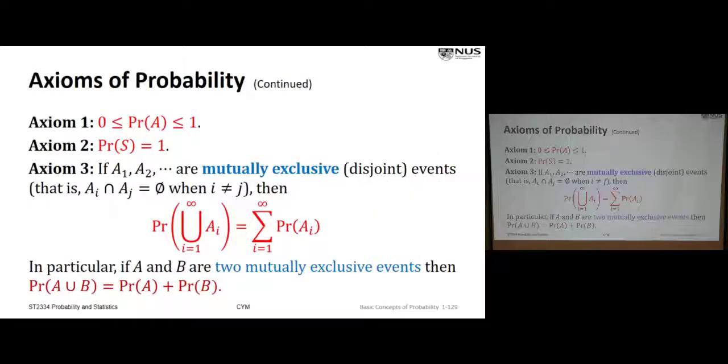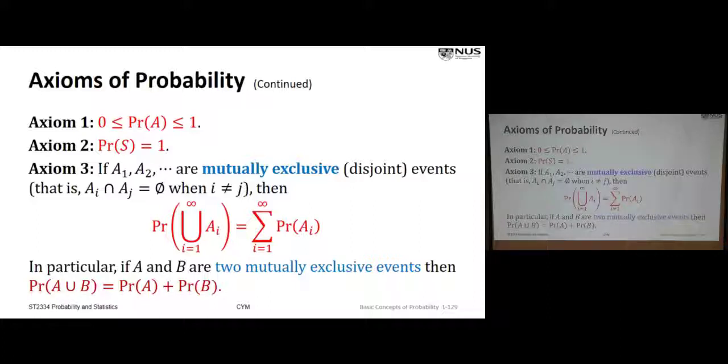For an event, the probability of an event is between 0 and 1. The second axiom is that the probability of the sample space, remember what is sample space? Sample space is the collection of all the sample points, all the possible outcomes. So it has to be equal to 1.